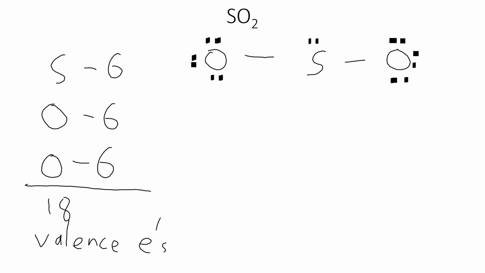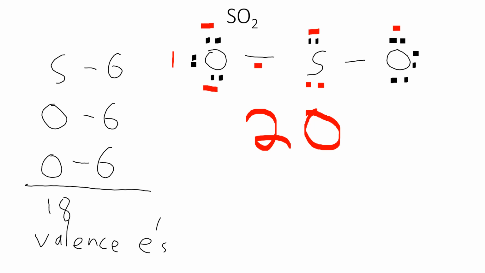If you tried to do that, and I'll do this in red because this is not correct, if you just decided, oh, I guess sulfur needs more electrons, if you did this, you would have a problem. If you count up the electrons here, you would end up with 20 electrons. 2, 4, 6, 8, 10, 12, 14, 16, 18, 20. That's not going to get the job done. So we can't just throw in more electrons.